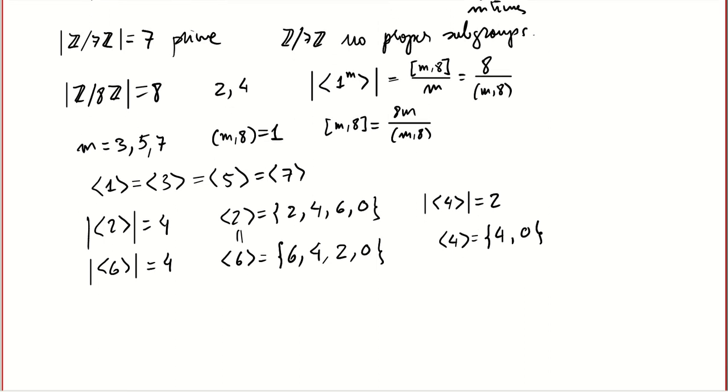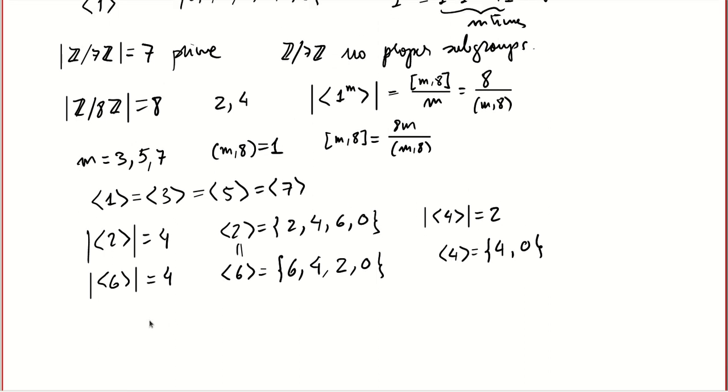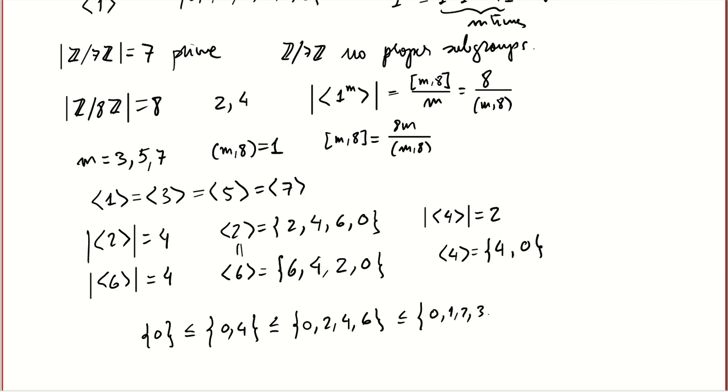So here's the subgroup structure of this group here. You have, of course, 0, which is an improper subgroup. Then you have the subgroup of two elements, 0 and 4. And you have the subgroup of 4 elements. Both these subgroups are the same, right? So it's 0, 2, 4, and 6. Okay, and finally you have the group, which is 0, 1, 2, 3, 4, 5, 6, and 7. Okay, so these two are the only proper subgroups of this group.